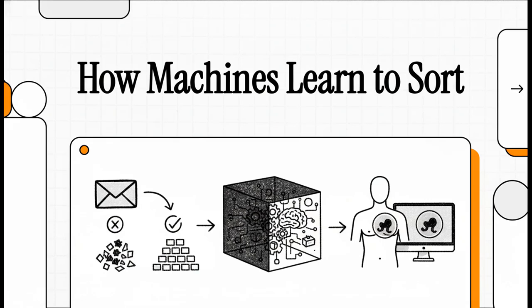You ever stop and think about how your email just knows what's junk? Or how a computer can spot something on a medical scan that a human eye might miss? It really feels like magic, but it's not. It all comes down to one simple idea: sorting. And today, we're going to pry open that black box and look at the two main ways machines actually learn to tell one thing from another.